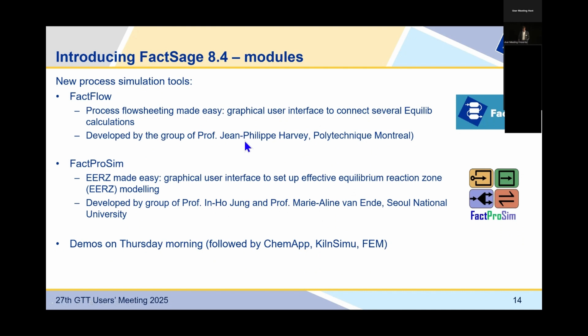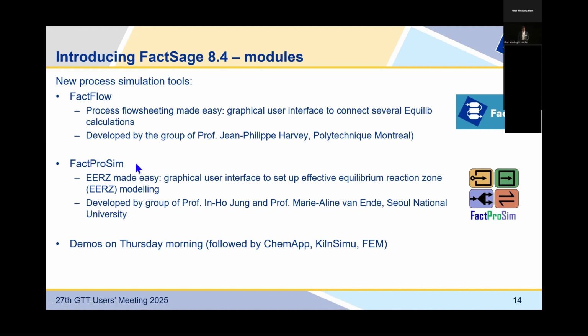So the FactFlow is developed by the group of Professor Jean-Philippe Harvey at Polytechnique Montreal, so our partners at CRCT. And there the focus is on process flow sheeting made easy. So it is a graphical user interface that allows you to connect several equilibrium calculation reactors in the end. We will demo that tomorrow morning, first thing we will do.